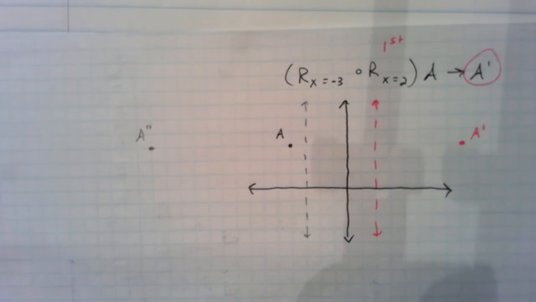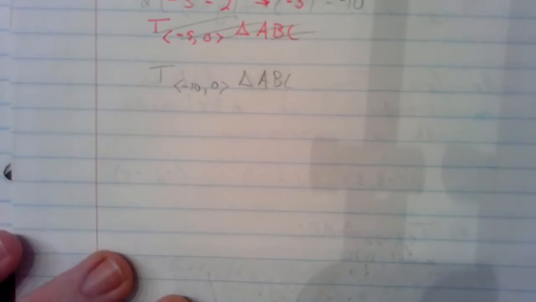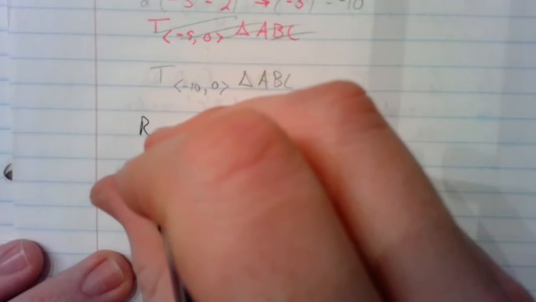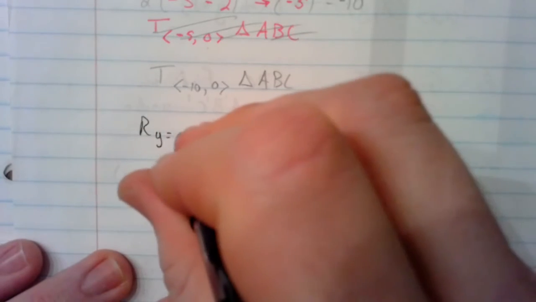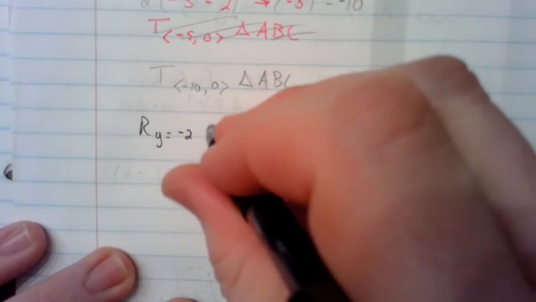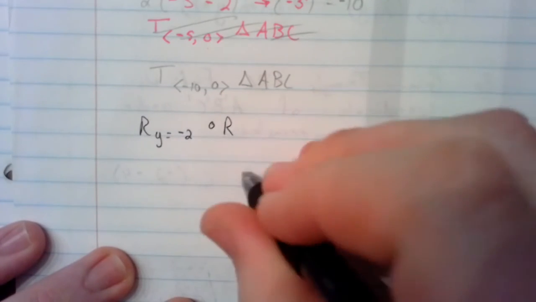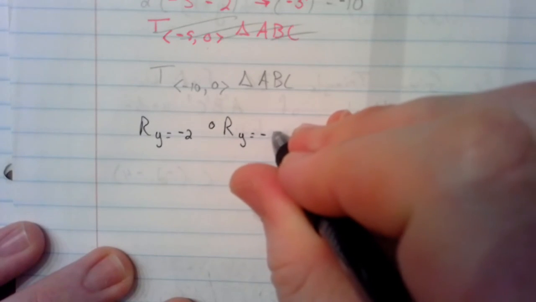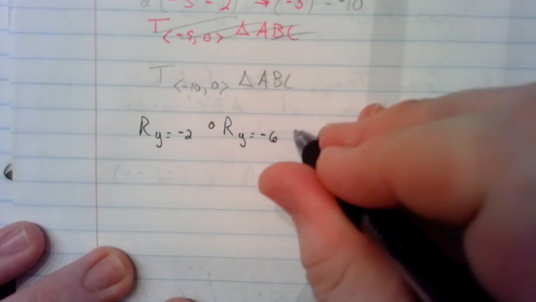This time it's going to be vertical. So here, if we have a reflection over the line y equals negative 2, and then we'll compose this with a reflection over the line y equals negative 6, and we're going to do that on triangle ABC.